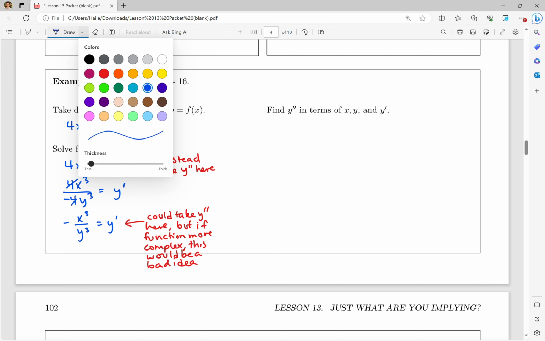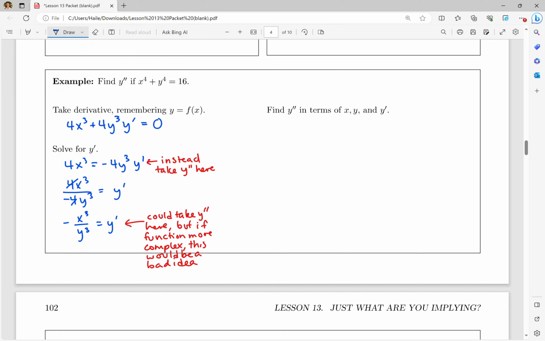Okay, so now that we have that out of the way, let's actually go ahead and take the derivative. So the derivative of 4x cubed is 12x squared. And then the derivative on the right is going to be a product rule between y cubed and y prime. So we copy negative 4y cubed, and we take the derivative of y prime, which is y double prime.